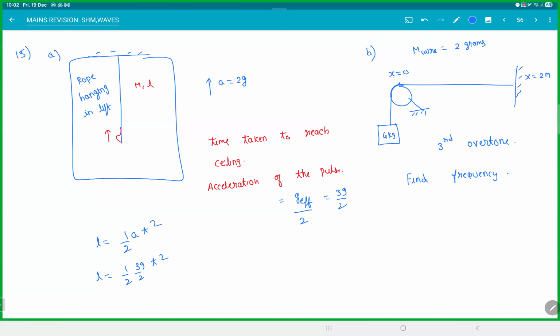A better question would have been this. Generate one more pulse on the top. Find the position where the pulses meet. That would have been a better question. But okay, you got it.